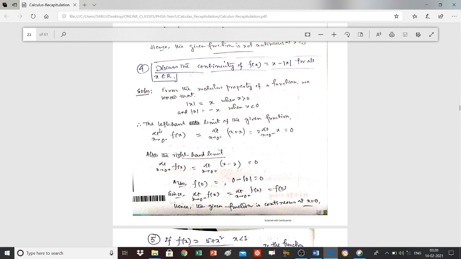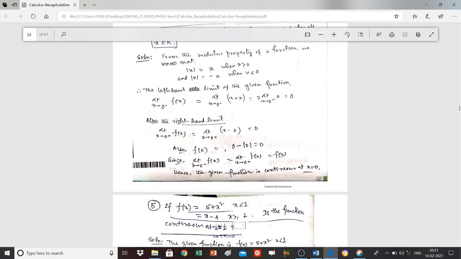And now the left hand limit of the given function is limit x tends to 0 minus f(x), that is equal to limit x tends to 0 minus, and then x plus x, because in this case x is less than 0, that means mod x is equal to minus x. This function will be 2x, and if you use the value of x, it will give you the value 0. In a similar way, the right hand limit is here. In this case mod x is plus x, so x minus x, that is equal to 0.